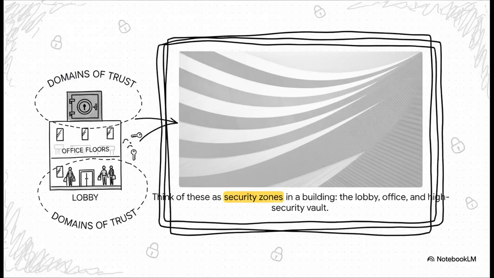The easiest way to picture this is to think of your whole network as a high-security building. Right? I mean, you wouldn't just give one key to everyone that opens every single door. Of course not. You'd have different security zones, like the public lobby, then the office floor that needs a key card, and then, way in the back, the super high security vault. Each one of those areas, that's a domain of trust.